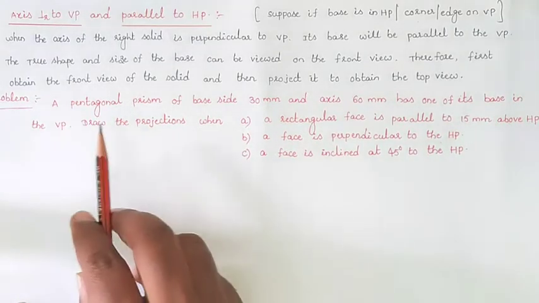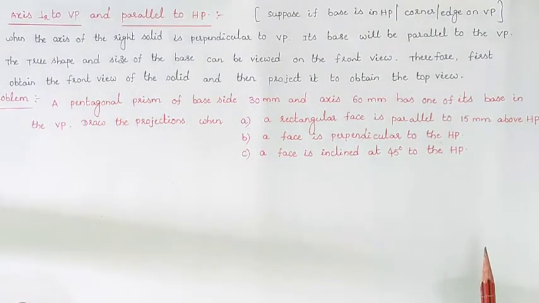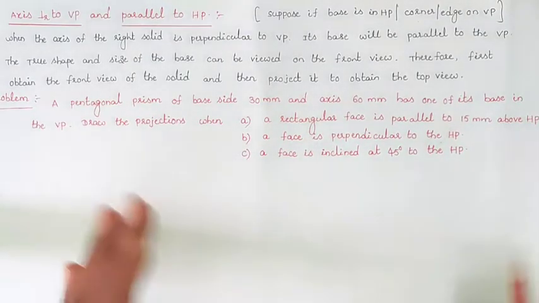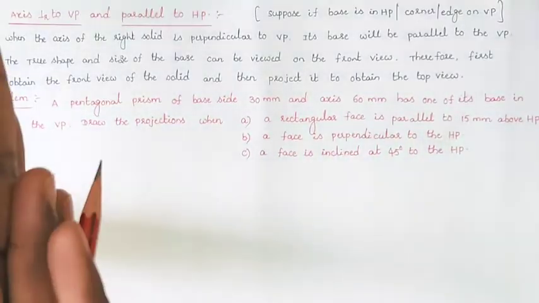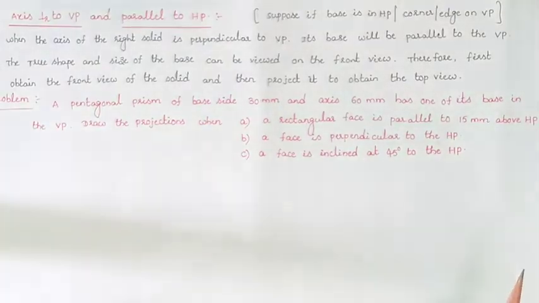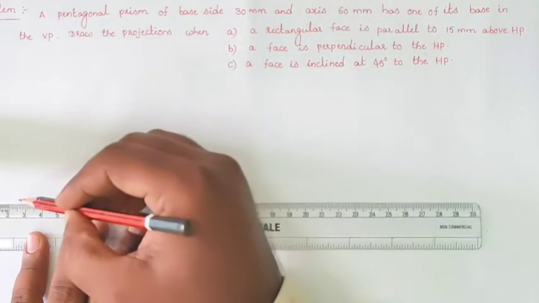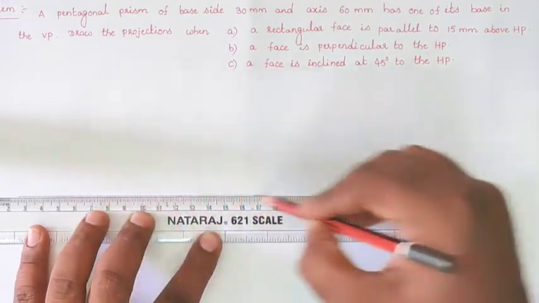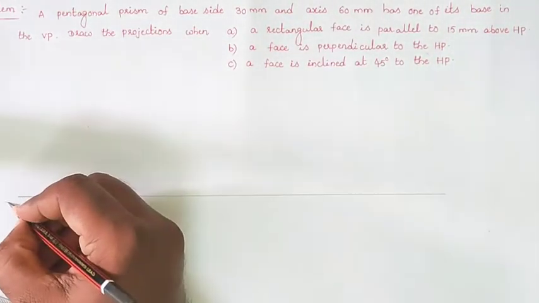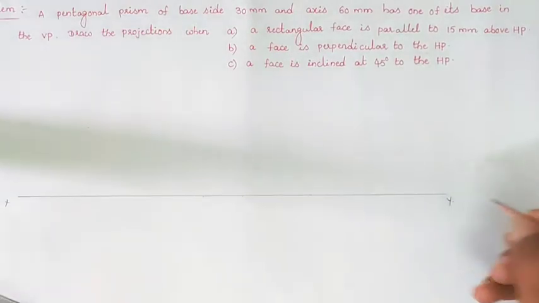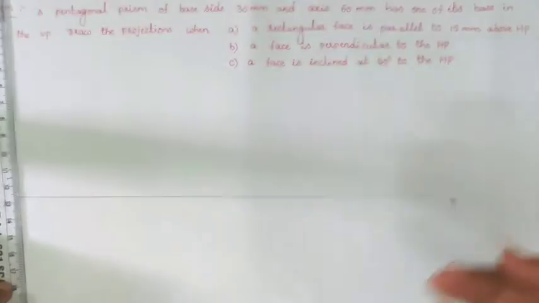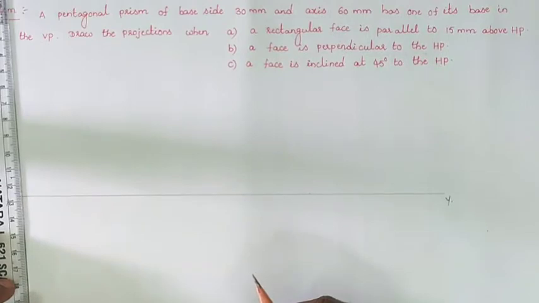Here they are giving a pentagonal prism of base side 30 mm and axis 60 mm, which has one of its bases in the VP. Base is in the VP, as already discussed. So when the base is in the VP, we assume the axis is perpendicular to the VP. When the axis is perpendicular to the VP, we will draw the projections. So draw the reference line. Draw the front view of our diagram as the true shape of the base.